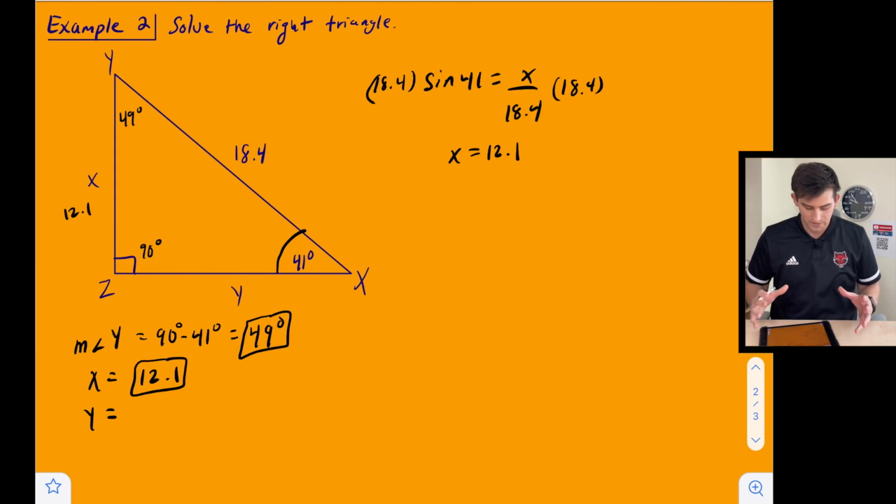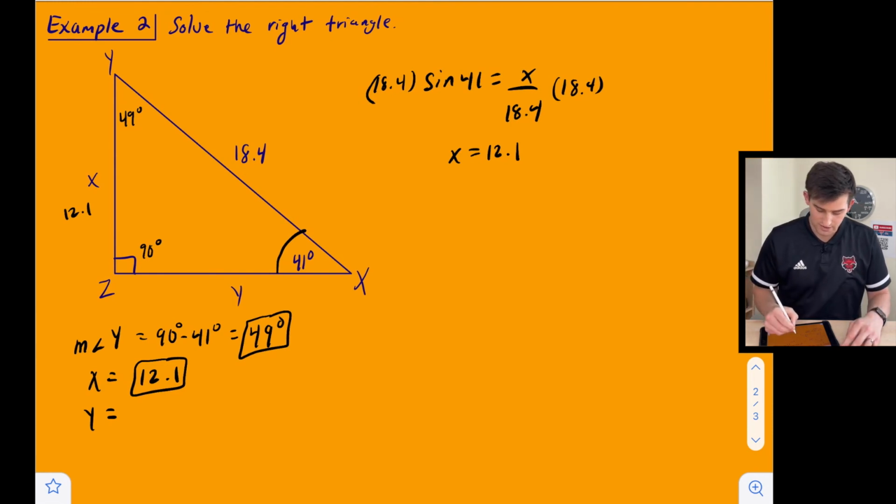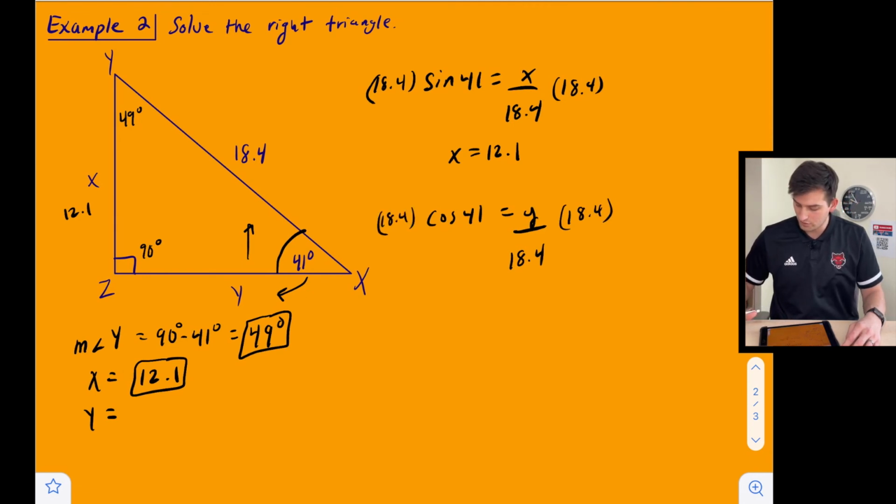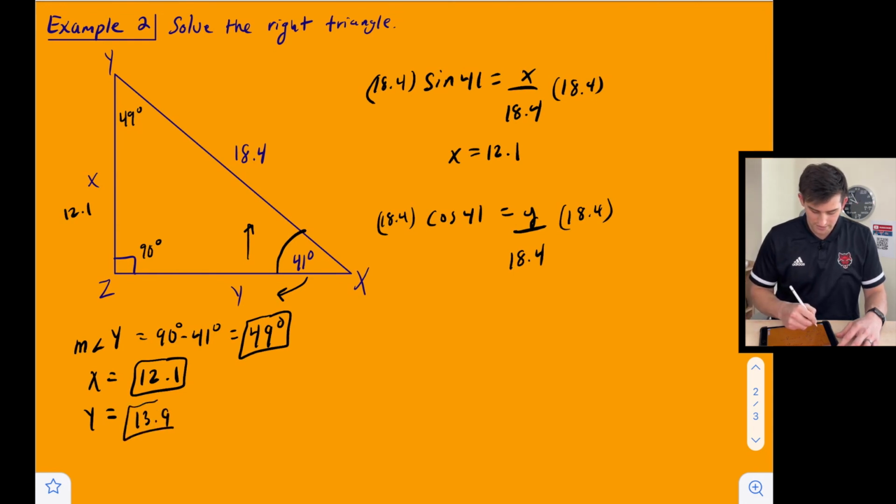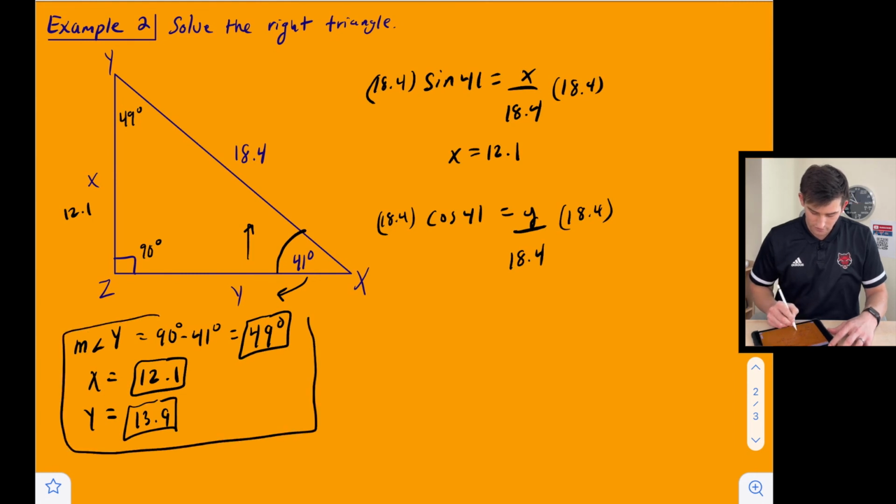All right, so now let's use cosine. We still can't use tangent yet because we don't know an adjacent side or we don't know opposite. So let's use cosine now. We're going to say cosine of 41 would be adjacent, so y, over hypotenuse, which is 18.4. So now we're going to multiply both sides by 18.4 again. In our calculator, we do 18.4 times the cosine of 41, and that gives me 13.9.